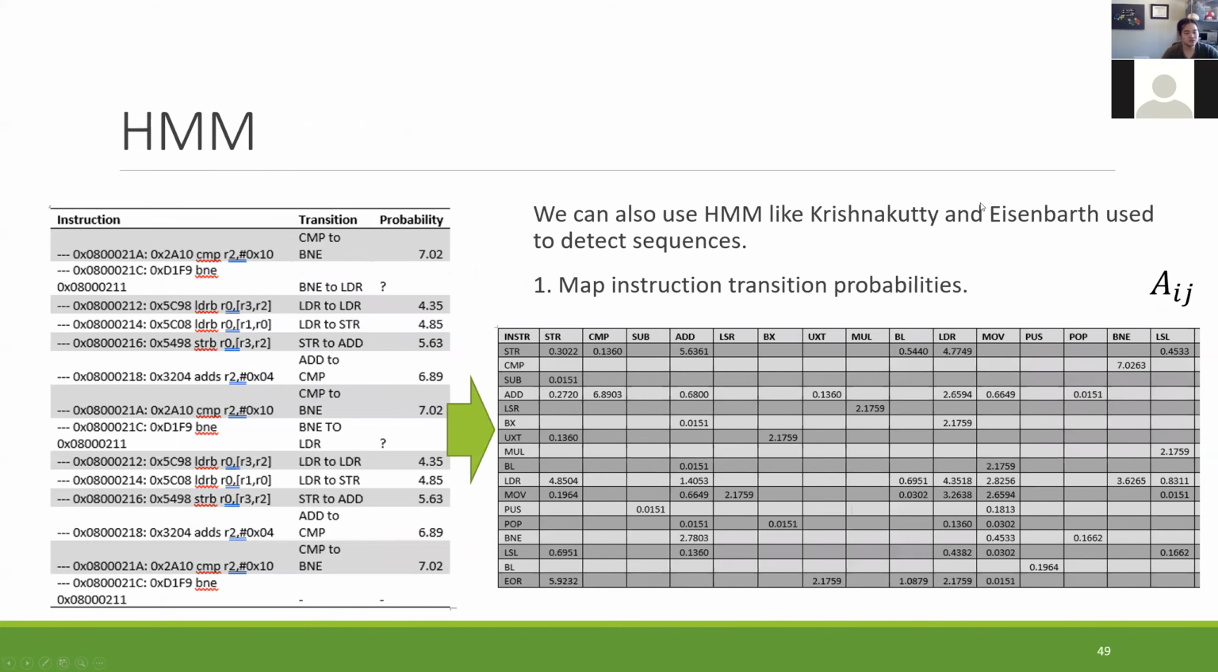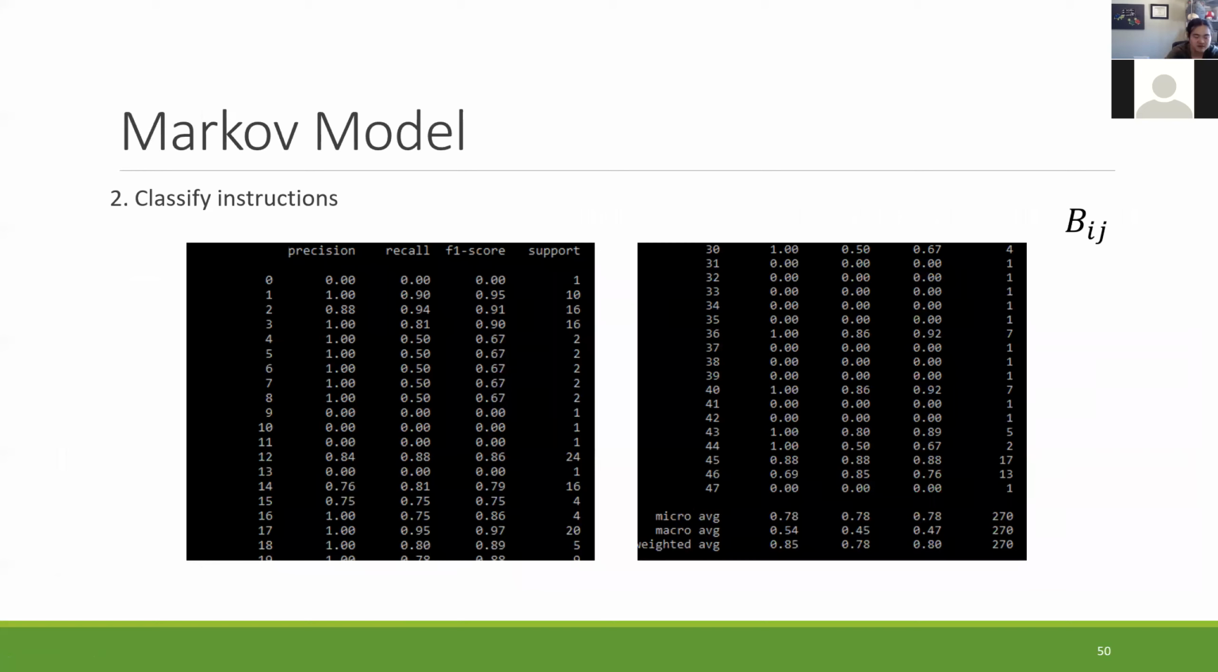So you have a hidden Markov model with these instructions, a sequence of instructions. You have to go into Atmel Studio or whatever, and walk through every single instruction, and you'll see the probability of the CMP instruction followed by the branch not equal instruction is 7%. From the store to add instruction is 5.6%. Then you put it into a transition table. This is the A_ij matrix. The probability of an add followed by a store is 0.27%. Going from add to load is 2.65%. You map these probabilities out. Then you also have classified this information already.